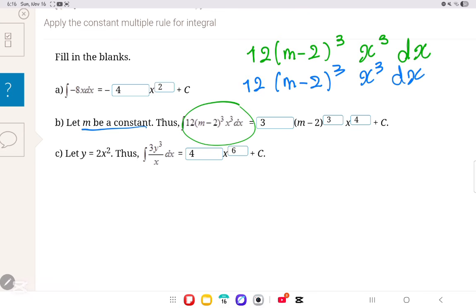So what did they do? They did not do the integration of this, because it's all multiplied together, right? So they kept it as a constant value. So it's 12 times m minus 2 to the power of 3, x to the power of 3 plus 1 over 3 plus 1. So here it's going to be 4. Here it's also going to be 4. So what's 12 over 4? That's 3. So 3 times m minus 2 to the power of 3 times x to the power of 4 plus c.